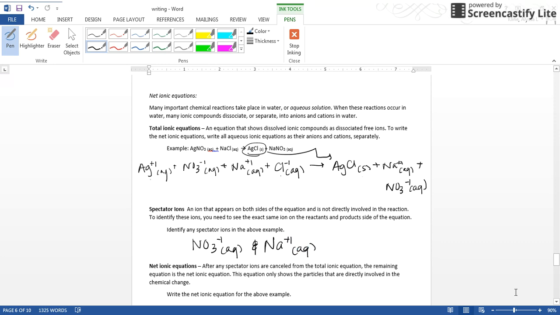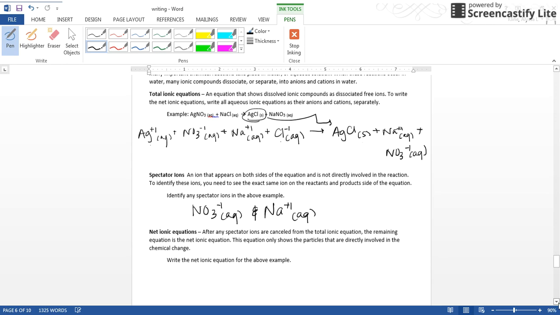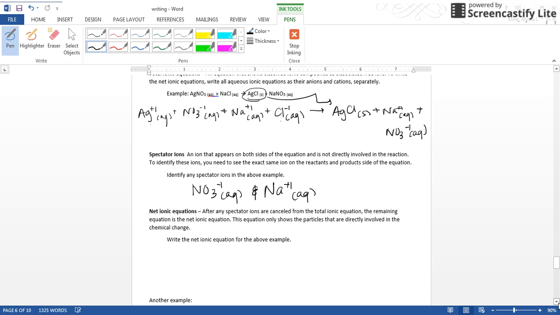Okay, so what we're going to do now is write the net ionic equation. To do that, we're just going to cancel spectator ions and write what's left. So I'm going to go back up here. I'm going to cross them out. So we found the spectators. I'm going to cross them out, and they won't get rewritten down here. So what's left we have is silver, chloride, forming silver chloride, and that's it.